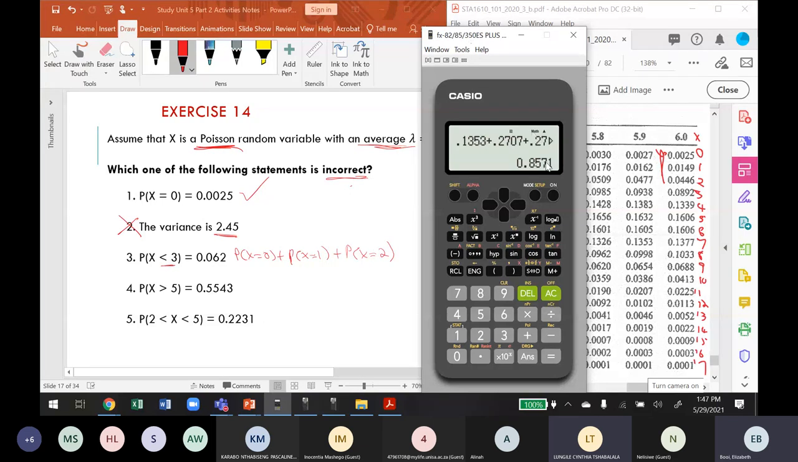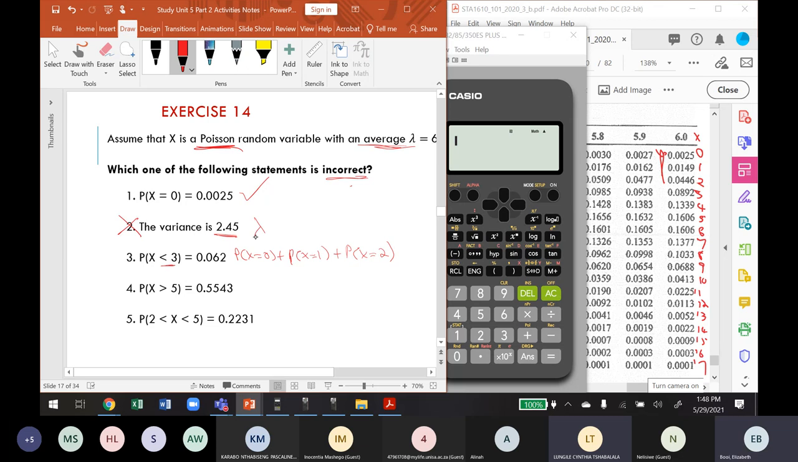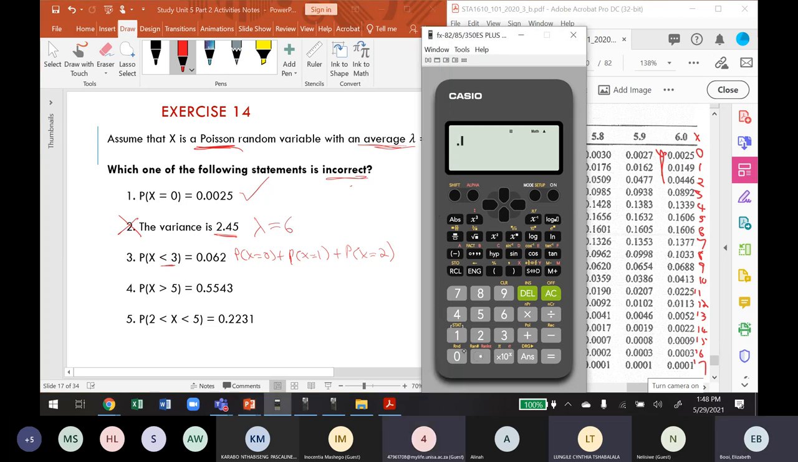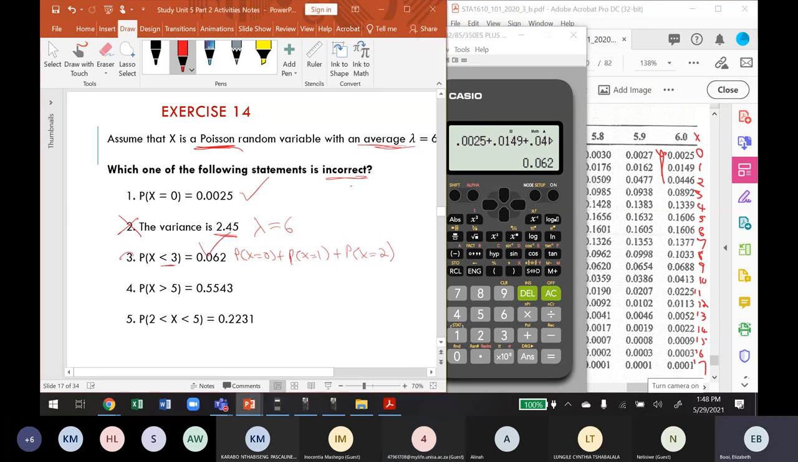Ms. Liz, can I ask a question? Yes. Just to verify, the variance and the average would have been the same, so the answer would have been 6 for option 2 for it to be correct. Yes. Okay, thank you. So 0.0025 plus 0.0149 plus 0.0446 equals 0.62. So this would have been correct.